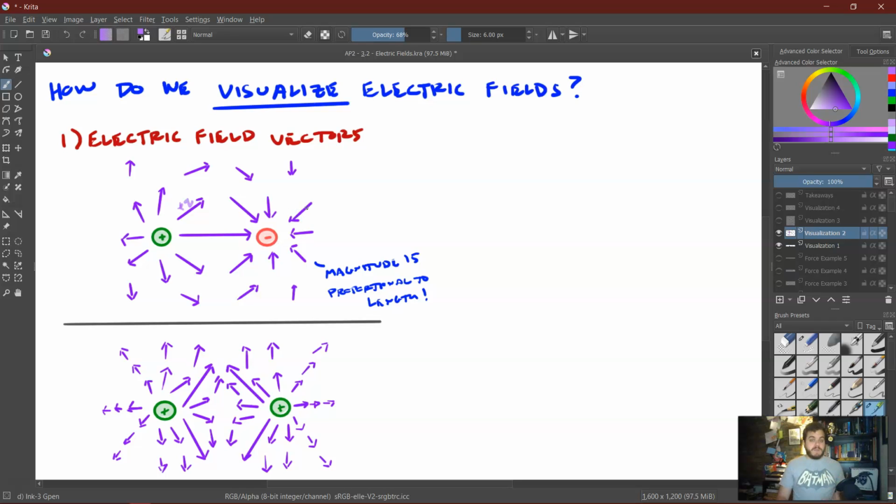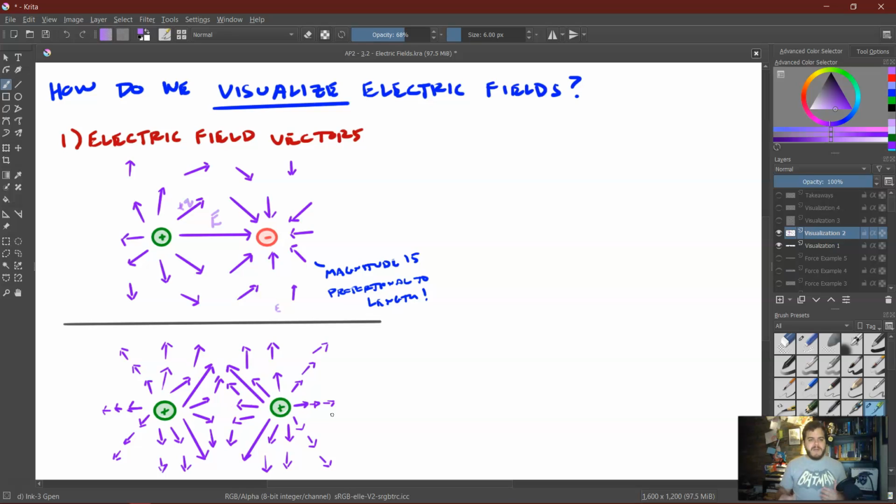Now, a couple things we're going to notice here is that, one, the vectors have different lengths, because the direction applies to the direction of the force, but the magnitude of the electric field is proportional to the length. So we have a really big electric field here in the middle between the positive and negative charge. We have a real tiny electric field further out here.